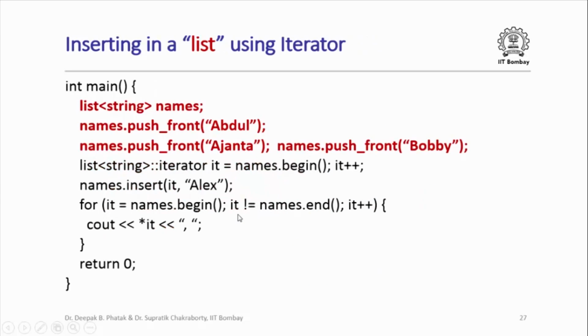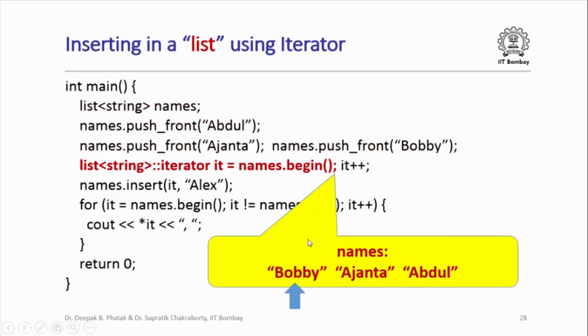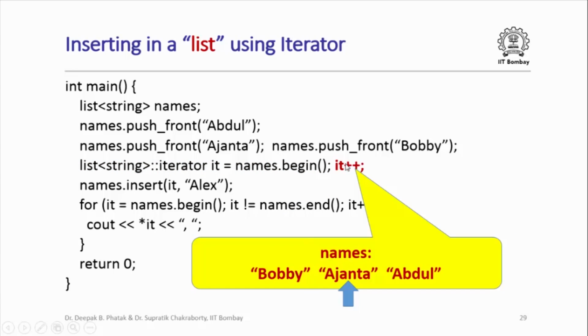I can also insert an element in a list using the iterator. So for example, here is that little code fragment which forms the list that we just saw. And then after this code fragment in brown is executed, I basically have the names list looking like this. Bobby is at the front, then is Ajanta, then is Abdul. And then I say IT is an iterator of the list class instantiated with the string type, and IT is initialized to names.begin, so the iterator IT is pointing to the front of the list, that is to Bobby. Then when I say IT++, the iterator points to the next element in the list using the forward links. So now IT is pointing to Ajanta.